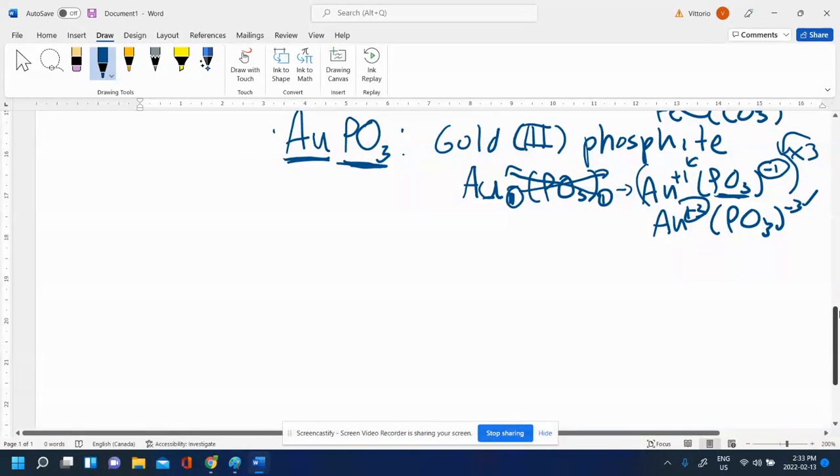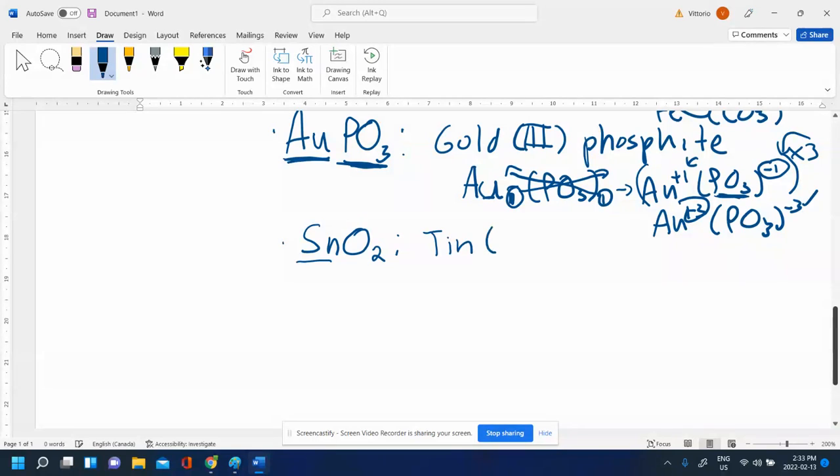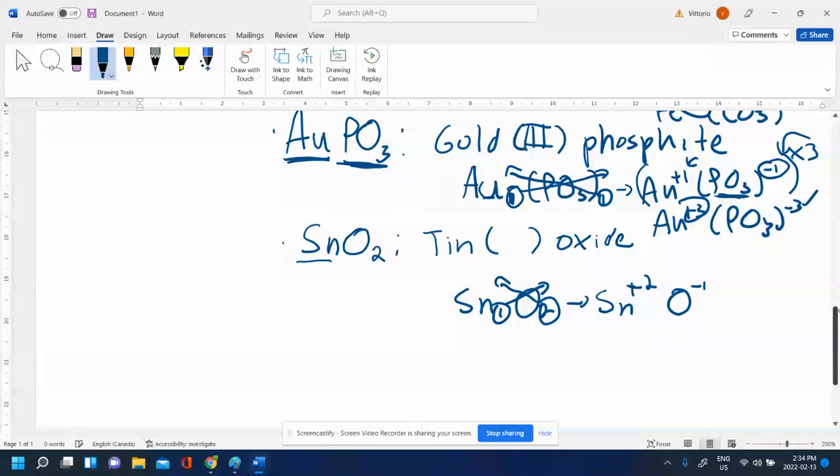Let's do one final one. You can try this yourself and then check your answer. So we have SnO2. So this is one where students make a lot of mistakes. This is Sn. Sn is tin. Tin can have more than one charge, so I know I'm putting brackets there. And oxygen is simply oxide. We have to do the reverse crisscross. So Sn1, O2, bring this back up here, bring this back here, and you get Sn plus 2, plus because it's a metal, O minus 1, minus because it's a nonmetal.